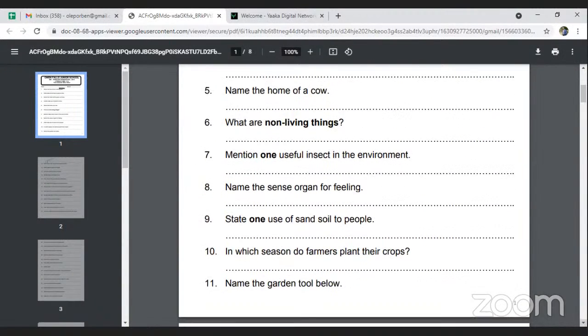State one use of sand soil to people. It helps in making bricks. Correct. In which season do farmers plant their crops? Wet season.